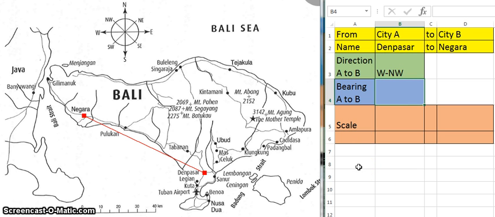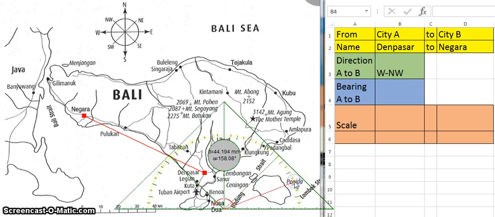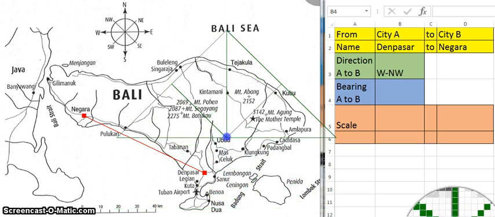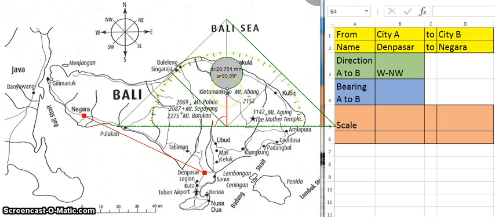Okay, the next thing we want to look at is our bearing. What bearing are we travelling on between these two places? We'll need our protractor for that. So I'll pull up this on-screen protractor. It has two measurements on it.